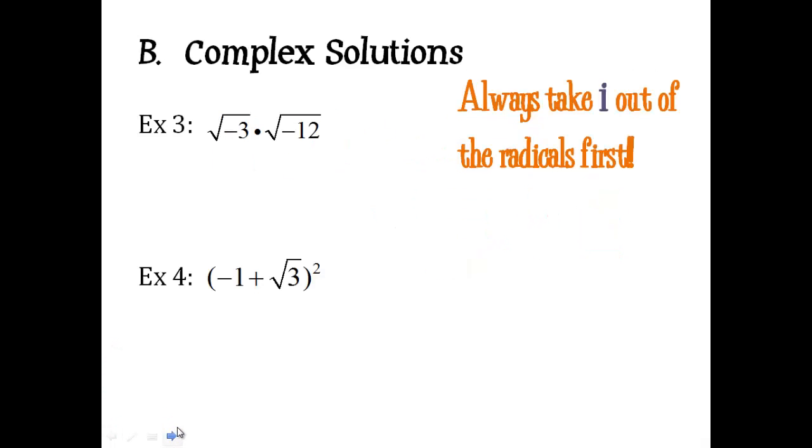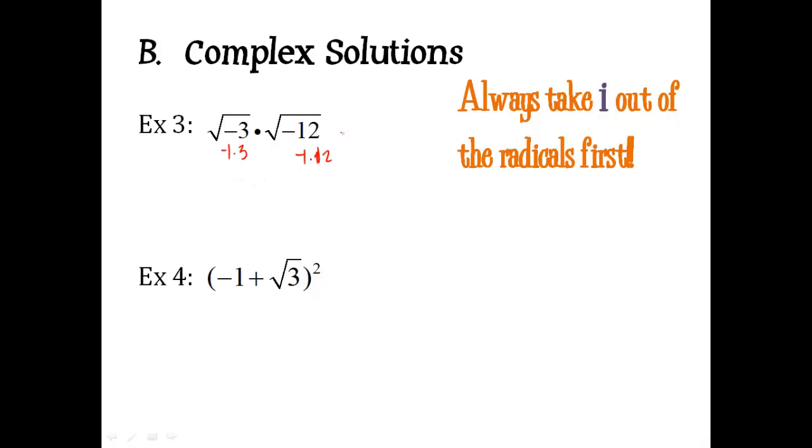All right, complex solutions. Here's what you need to do. You always want to take the i out of the radical first when you're multiplying radicals with negatives. We know that this is negative 1 times 3. We know that this is negative 1 times 12. Okay, I know you can keep factoring this, but let's just focus on the negative 1 first.